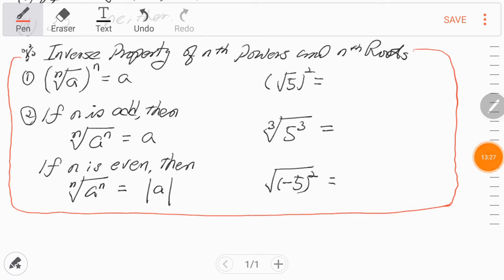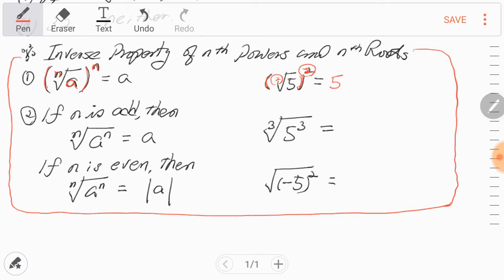Okay, here is an inverse property of nth roots and nth powers. Here is a radical, the nth root of a, and this is raised to the nth power, and this power is the same as the index. Then the result is just the radicand, a. For example, here's the square root of 5, and this square root of 5 is raised to the second power. This power is the same as the index 2, so you can take the number 5 out.